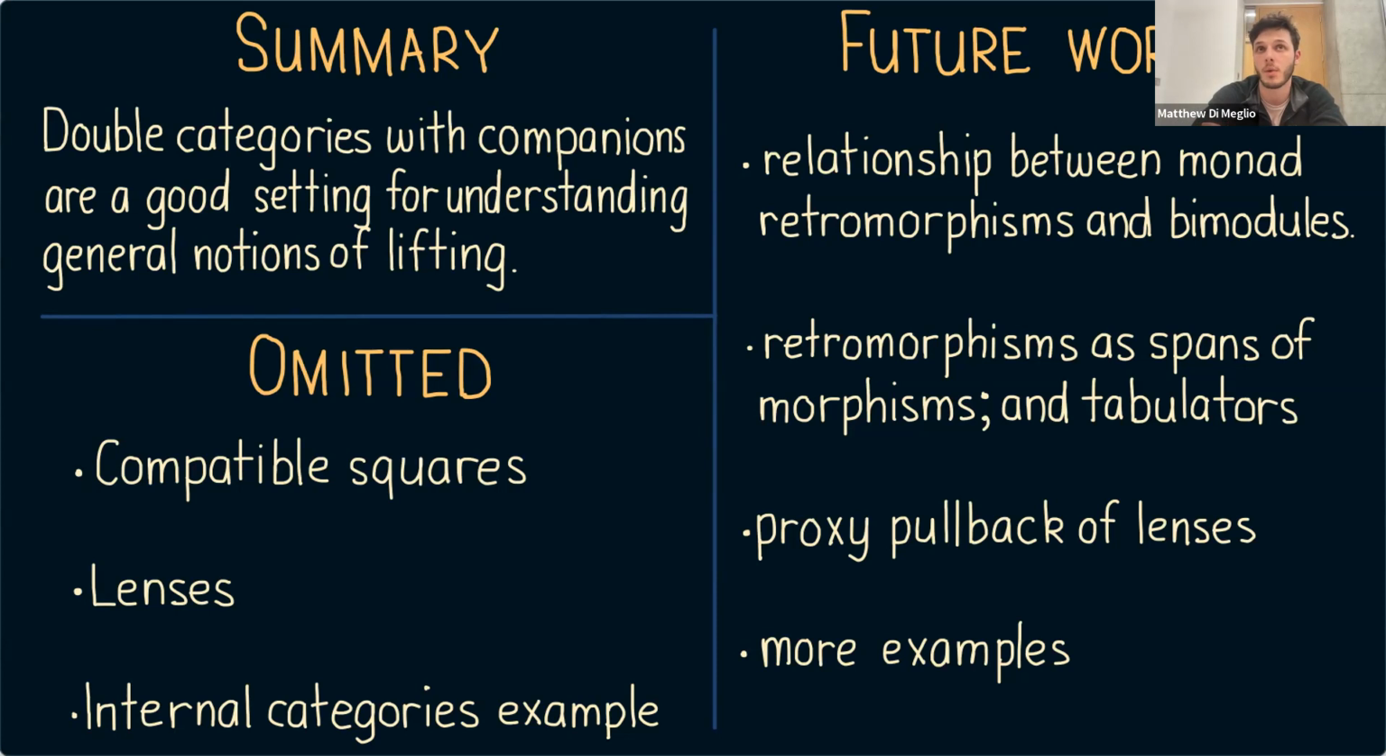So an interesting question would be to ask what conditions do we need to impose on the double category D so that the double category of retromorphisms in D has these effective tabulators, or has this ability to represent retromorphisms as spans of morphisms?